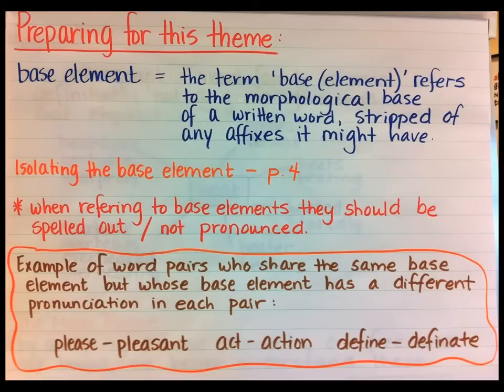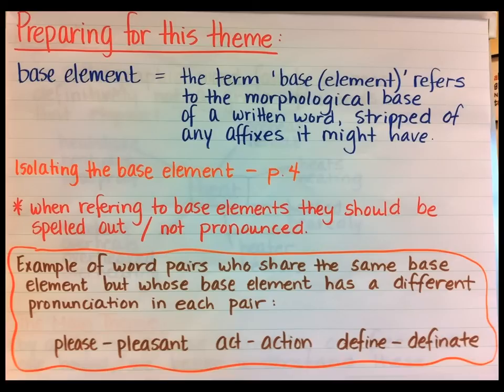To prepare for this theme, you'll need to go over the topic of base element with your students. The term base element refers to the morphological base of a written word, stripped of any affixes it might have. There's a sequence on page 4 that helps you understand how to isolate the base element and would provide your students practice with removing affixes and trying to boil down the word to its smallest morphological element. When referring to base elements, they should be spelled out and not pronounced.